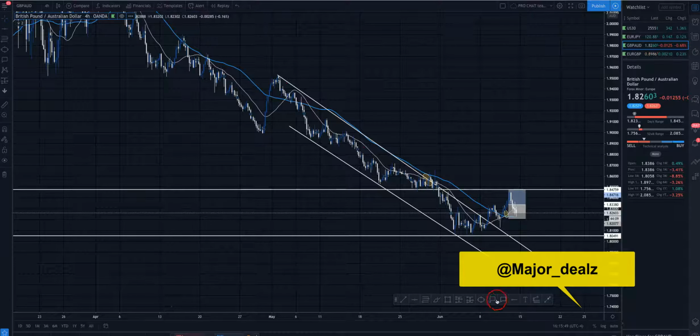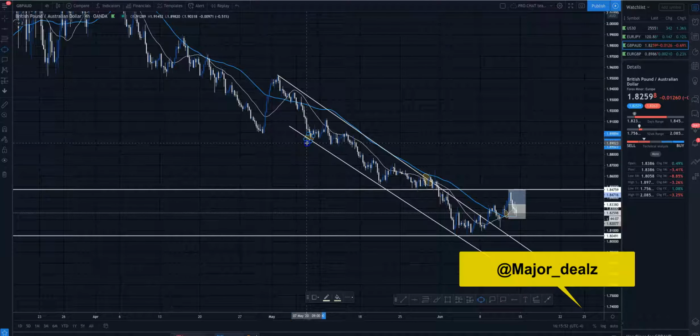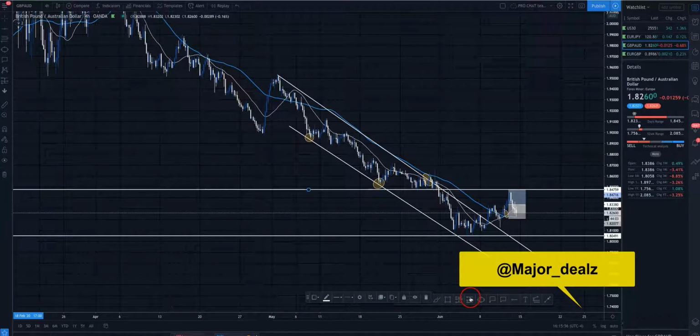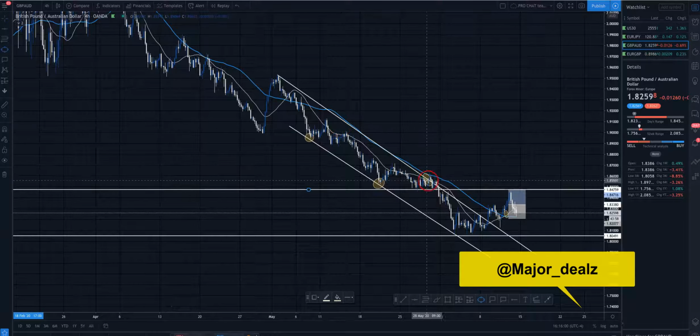So it touched right here. Usually you want to look for at least 2 to 3 touches for a trend line to be valid. Same thing with a resistance or support level or zone. We have another touch right there. We have a touch right there, another touch right here.